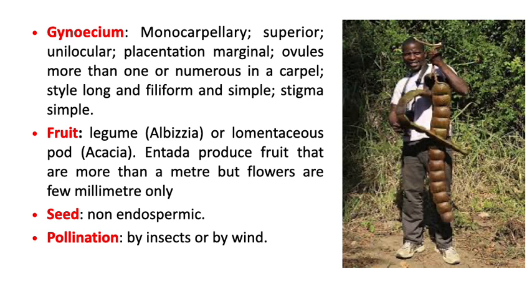Gynoecium is monocarpellary, superior, unilocular, placentation is marginal, ovules more than one or numerous in carpel, styles long and filiform, and the stigma is simple. Fruit is a legume as seen in Albizzia or lomentum pod in Acacia. Entada produces a fruit that is more than a meter long, and flowers are just a few millimeters only. Seed is non-endospermic. Pollination is done by insects or by wind.